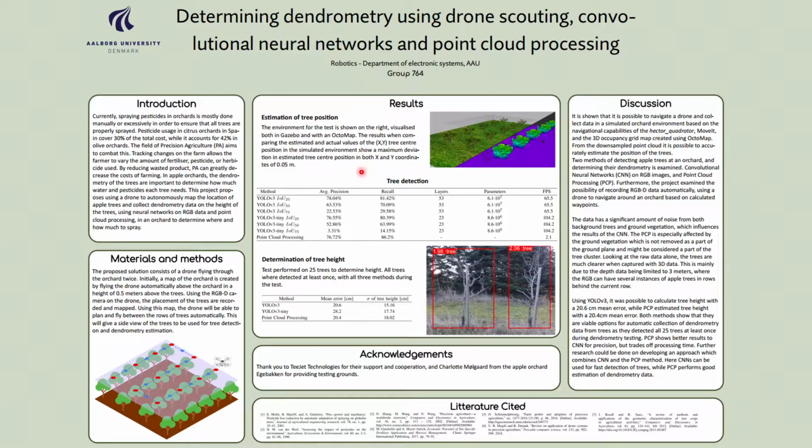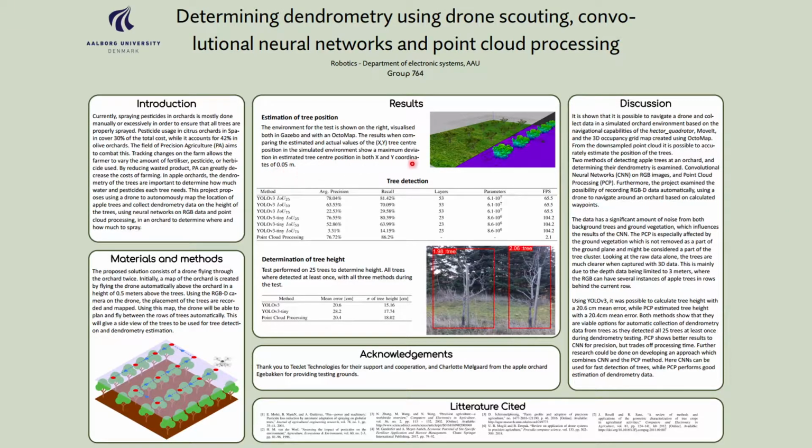The tests of this project were performed both in simulation and in the real world. The navigation tests and estimation of tree position were done in simulation. A figure of the simulated environment can be seen here in the top right corner, where the top part of the figure shows the simulated environment and the bottom part of the figure shows the drone that has mapped the trees, and this is done using an octomap. As we can see here, all positions of the trees in the simulated test were determined within 5 centimeters of precision.